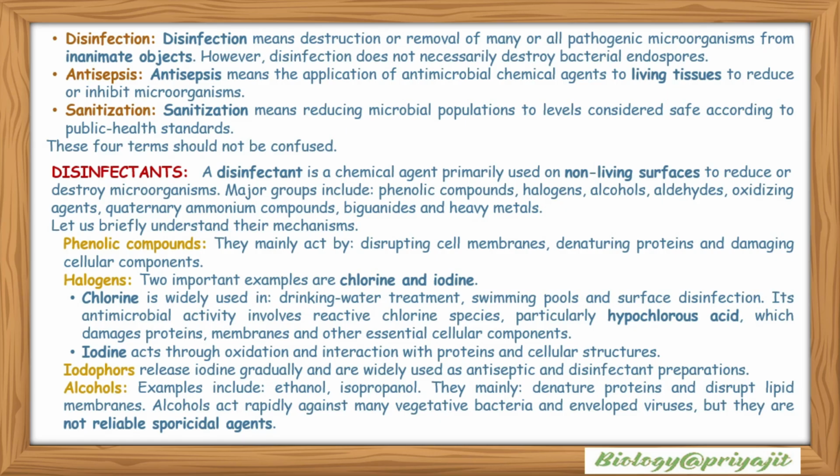Disinfectants. A disinfectant is a chemical agent primarily used on non-living surfaces to reduce or destroy microorganisms. Major groups include phenolic compounds, halogens, alcohols, aldehydes, oxidizing agents, quaternary ammonium compounds, biguanides, and heavy metals. Let us briefly understand their mechanisms. Phenolic compounds mainly act by disrupting cell membranes, denaturing proteins, and damaging cellular components. Halogens, two important examples are chlorine and iodine.